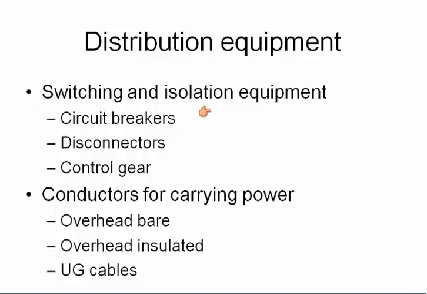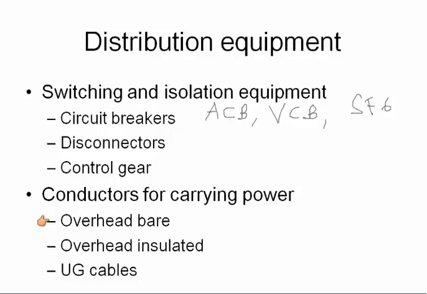Switching and isolation equipment: you have circuit breakers, disconnectors and control gear. Has everyone seen circuit breakers before? Has everyone seen low voltage air circuit breakers or vacuum circuit breakers or SF6 circuit breakers before? Alright, excellent. Disconnectors are also called no-load switches, and control gear. They are all different types. Yes, Peter. Air circuit breaker for low voltage, VCB for medium voltage, SF6 for medium voltage or high voltage, different types, yes.